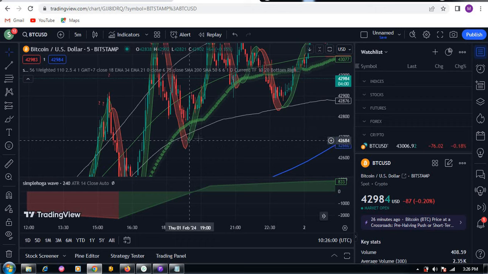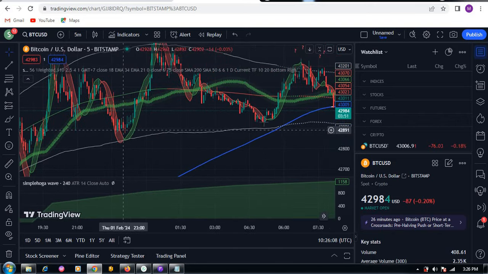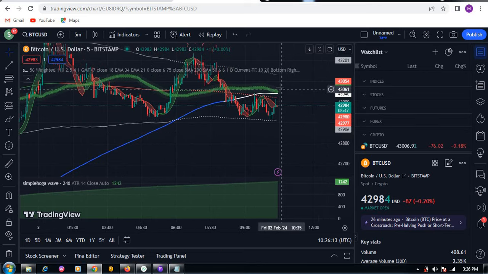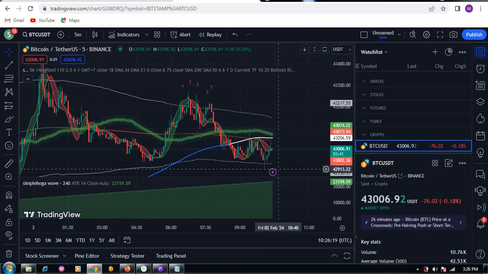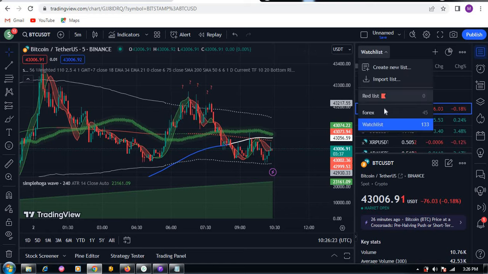RSI line is touching the lower band line. This is the RSI line. When it touches, you can go for a buy trade. So this is BTC. You can see the results, and let's go to forex.